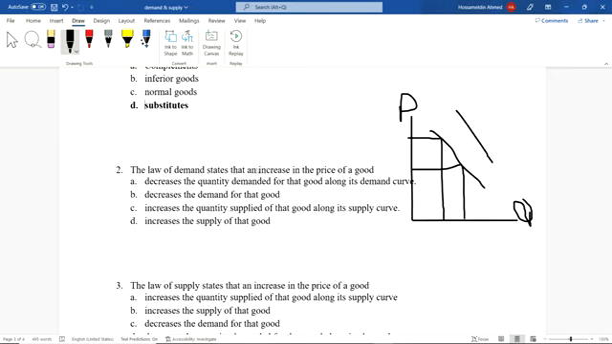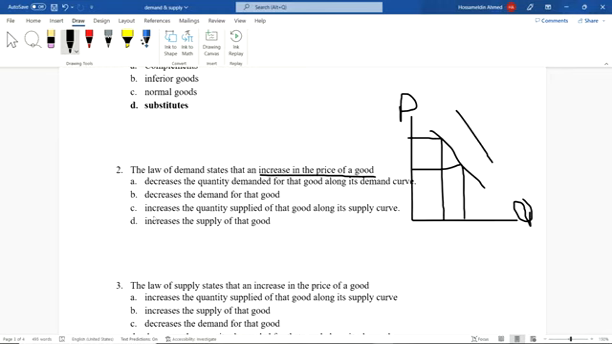So it describes here an increase in the price of a good, which means that price is higher, so quantity demanded decreases. The first answer is the perfect one for such a question: decreases the quantity demanded for that good along its demand curve. Let's keep reading the other choices. Decreases the demand for that good, which is wrong. Why is it wrong? Because changes in prices affect only quantity demanded. It is not affecting the whole demand curve.